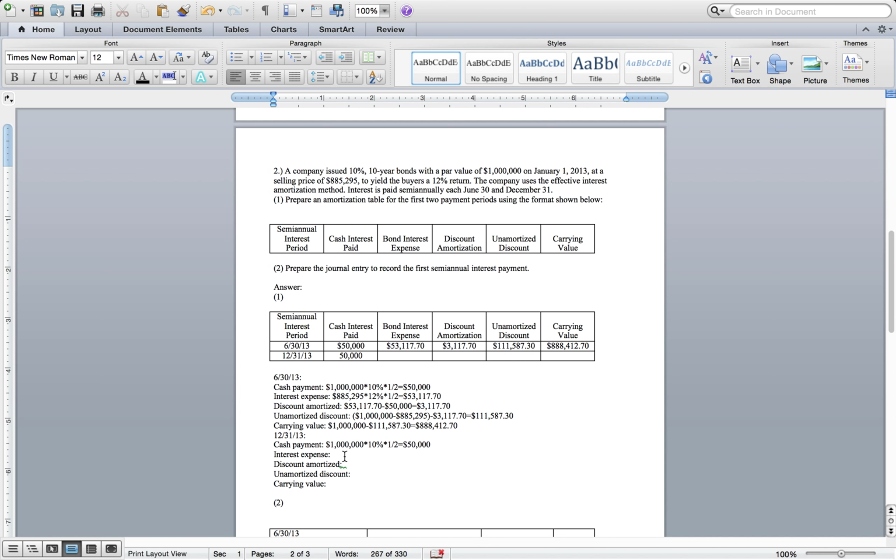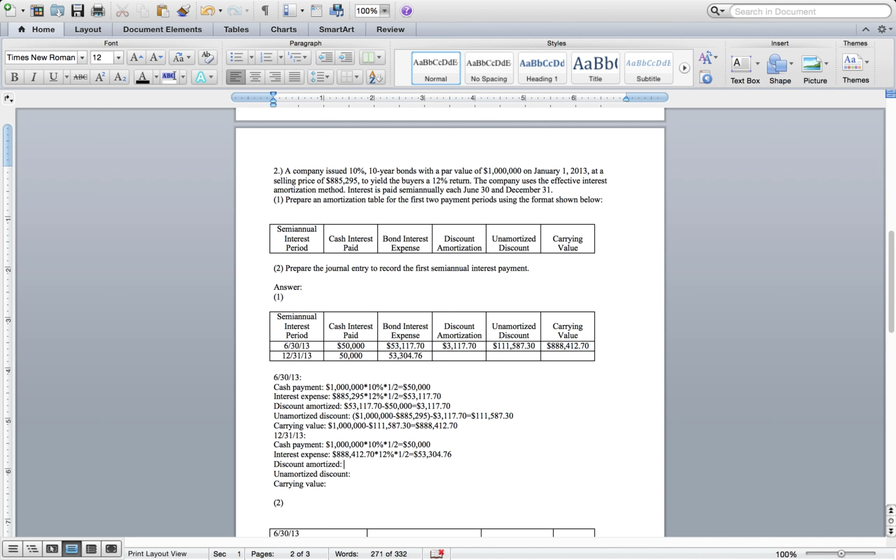Interest expense will start with the carrying value. Okay. Carrying value is $888,412.70, and multiply by 12%. And we have semi-annually, half a year. Don't forget, multiply by 1 divided by 2. Okay. This will be $53,304.76. Here, put $53,304.76.